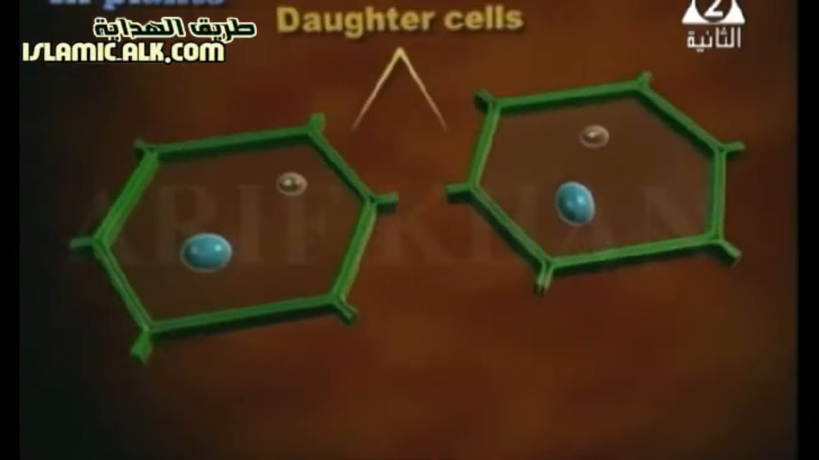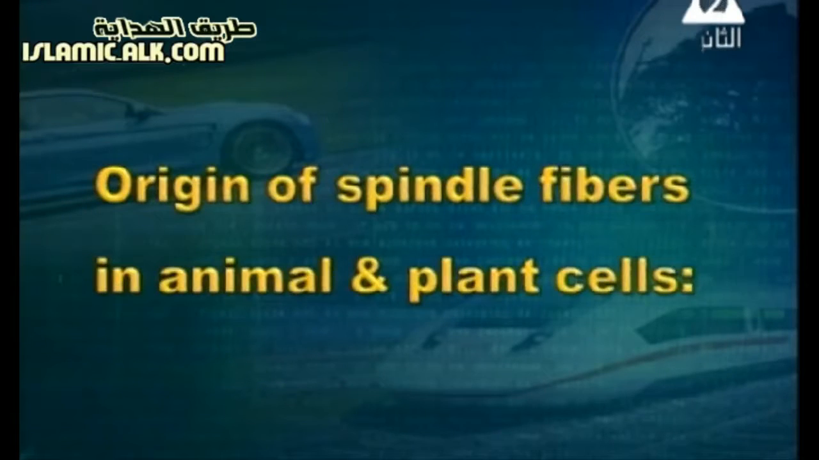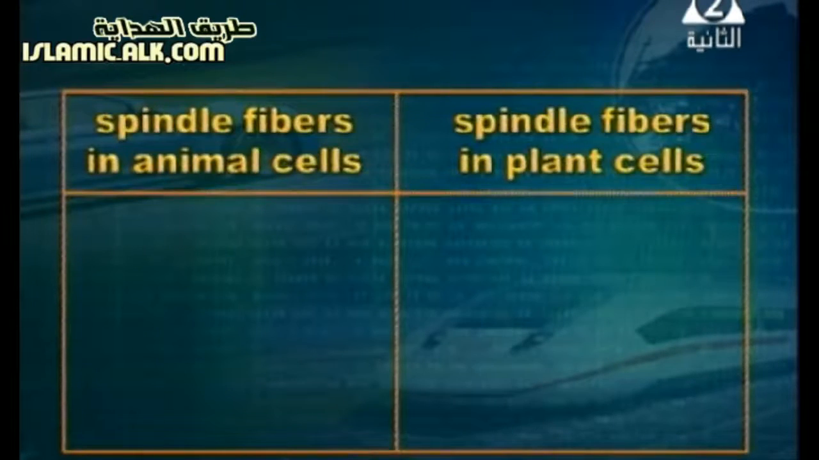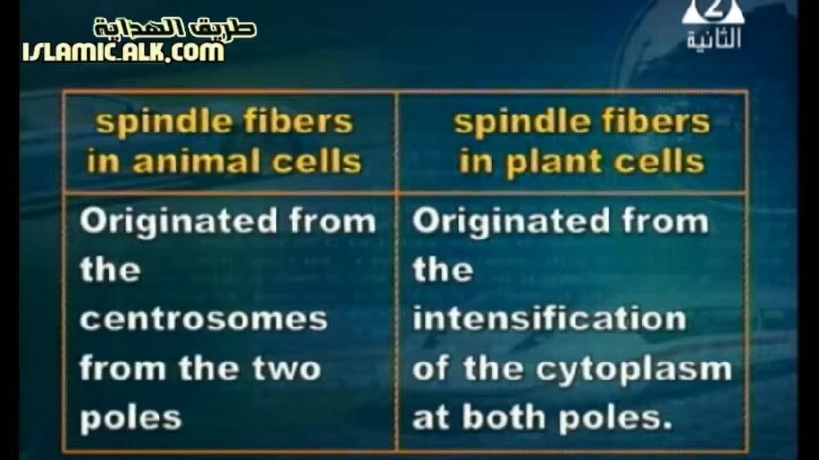Another type of question is to compare the origin of the spindle fibers in animal and plant cells. The spindle fibers in animal cells originate from the centrosomes at the two poles, but the spindle fibers in plant cells originate from the intensification of the cytoplasm at both poles.